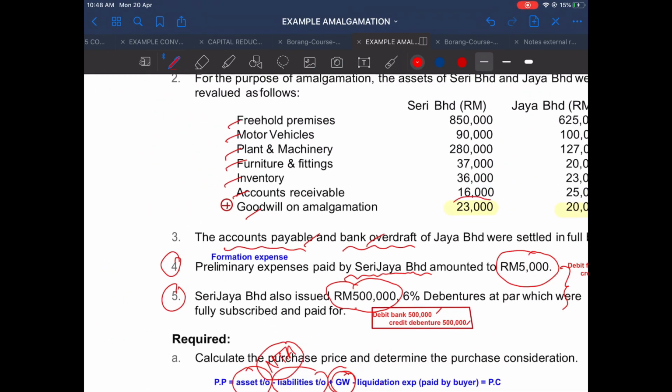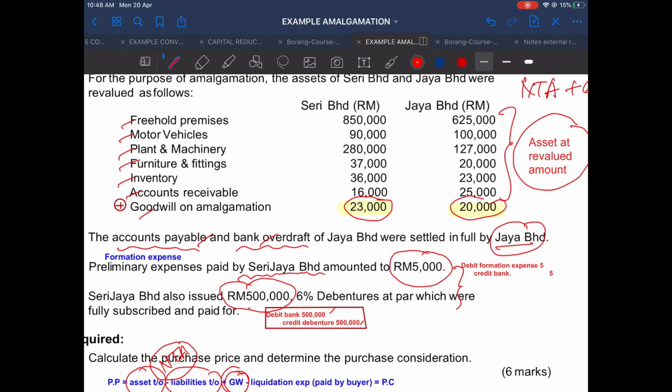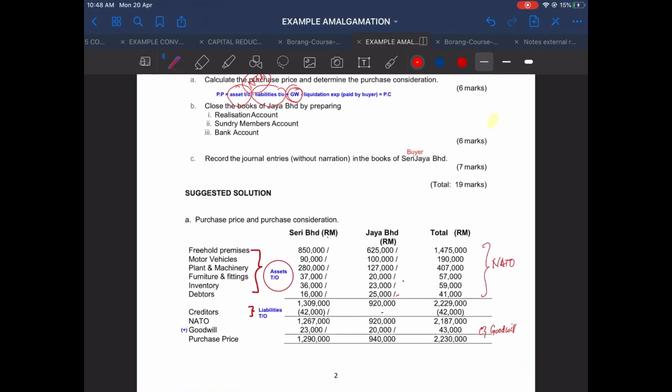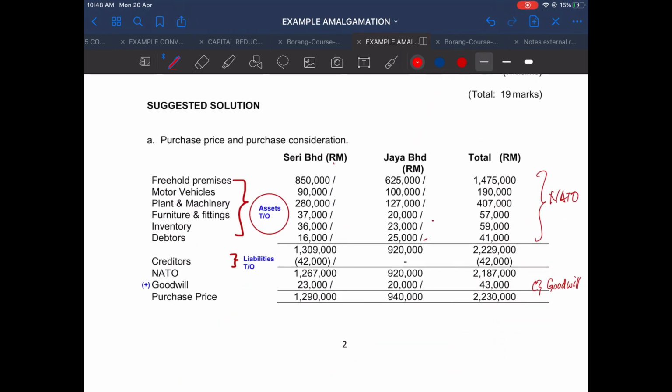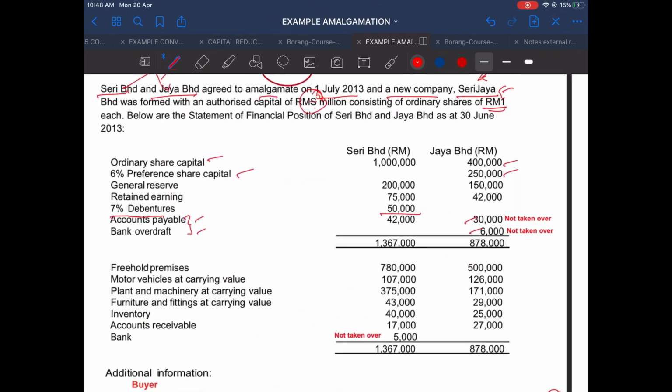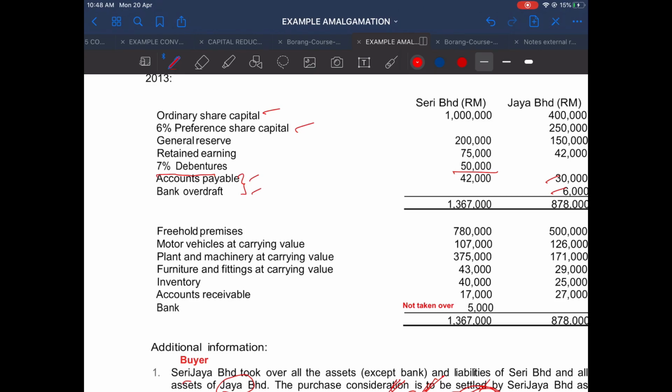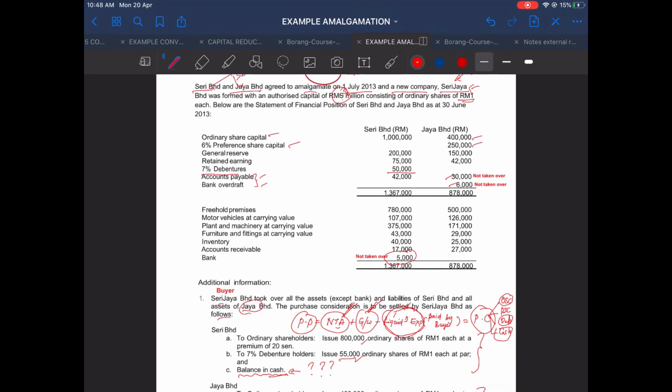Goodwill is mentioned here, right? Goodwill of Sri Berhad and Jaya Berhad. Therefore, you can calculate the purchase price by calculating the net assets taken over, which is asset minus liabilities of each of the companies, Sri Berhad and Jaya Berhad. Therefore, we have here for Sri Berhad all the assets at revalued amount, minus liabilities. For Sri Berhad, Sri Jaya acquired all assets except bank. So bank will not be included here. The asset bank of Sri is not taken over.